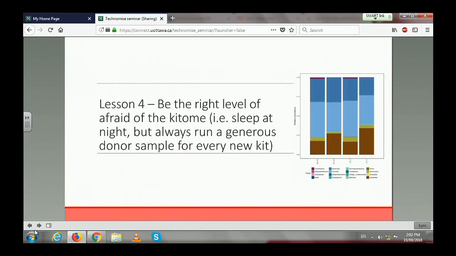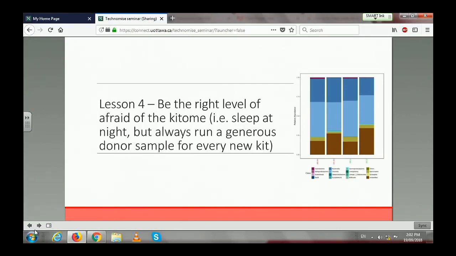Which brings me to my fourth lesson. Be afraid of the kitome. And I was going to say be very, very afraid, but some nights I don't sleep because of the kitome, and I want you all to sleep at night. So be the right level of afraid of the kitome. Control for it, and always run these generous donor samples, but sleep at night.